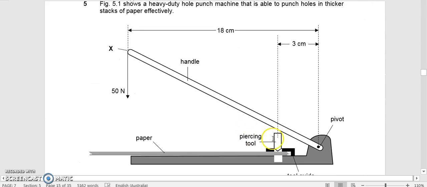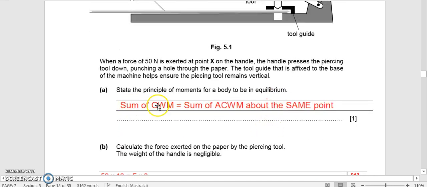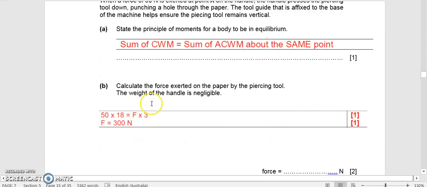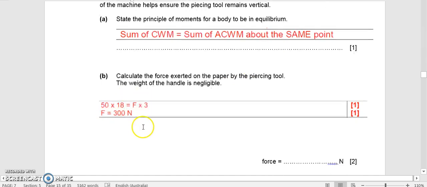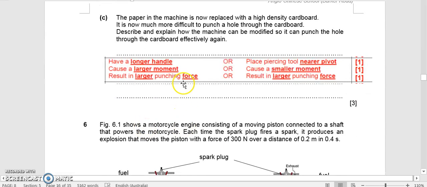Okay, question 5. We've got this thing here. You got a pivot. So anti-clockwise moment equals clockwise moment here. They ask you to state the principle of moments: sum of clockwise moments equals sum of anti-clockwise moments about the same pivot. Couple of you missed this out, so you don't get awarded the credit, right? So the force exerted, again, use what I just mentioned. Clockwise moment equals anti-clockwise moment. Get force of 300 newtons.